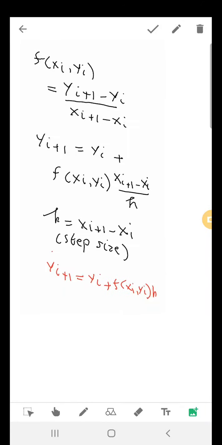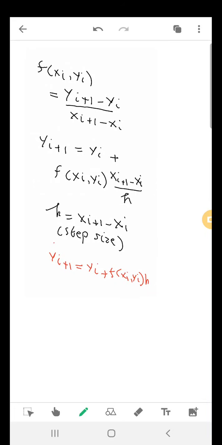So if we continue, then f(xi, yi) is actually the slope, and this is the value that we obtain for the expression of Euler's method for differential equation analysis. And this h is basically the step size, the difference between the two points that we have chosen. As we decrease the step size, the error also decreases, and we move towards accuracy. Let's take an example.